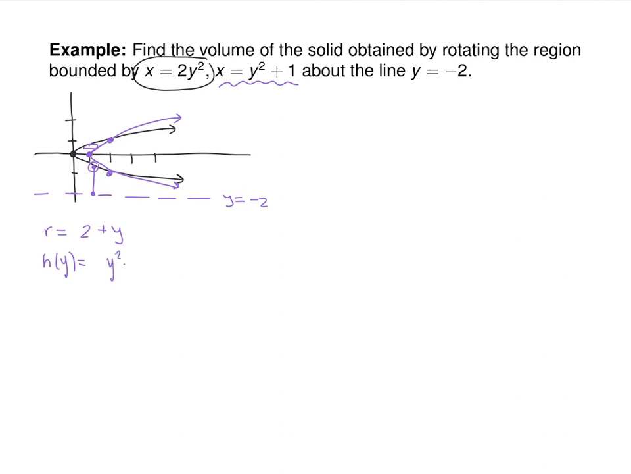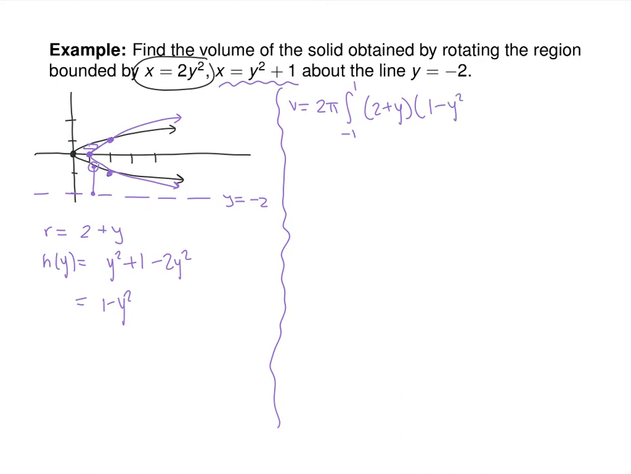So y squared plus 1 minus 2y squared, or 1 minus y squared. And once you get the setup, the rest of it's easy. The hardest thing is setting these up. So now your volume will equal 2 pi integral -1 to 1, 2 plus y times 1 minus y squared.